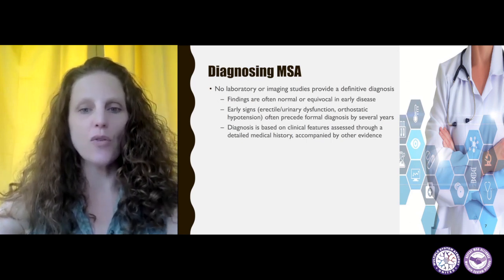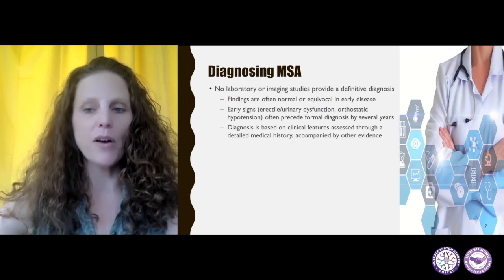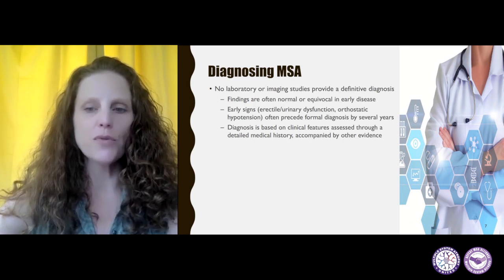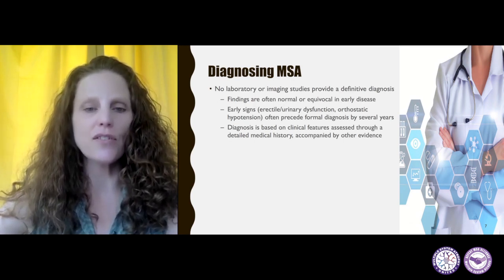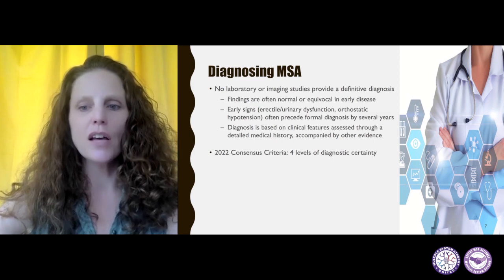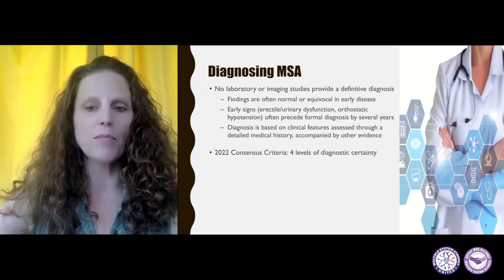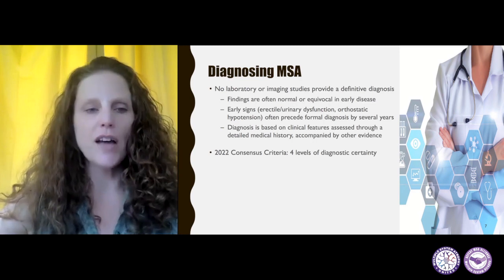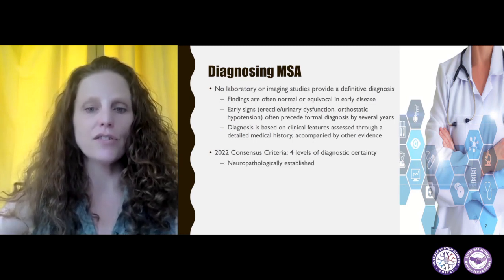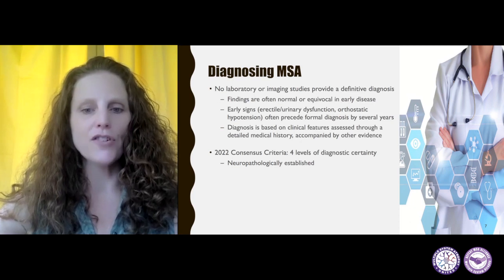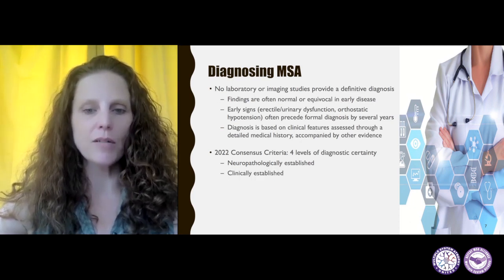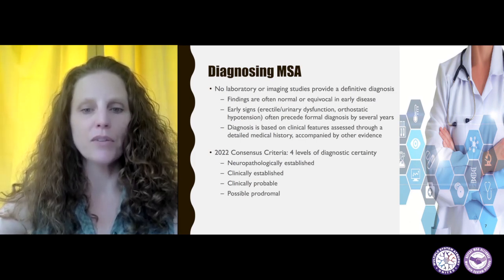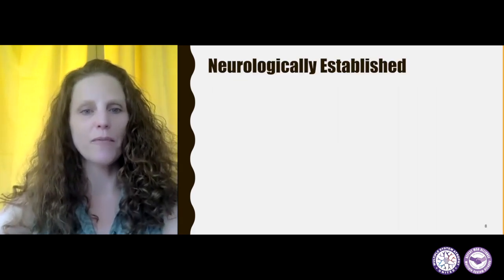Prior to 1989, the only diagnostic criteria were those established by the Mayo Clinic. There were two prior international efforts to establish diagnostic criteria. The first was published in 1999 and the second in 2007. Earlier this year, the MSA Criteria Revision Task Force, convened by the Movement Disorders Society, published the third consensus criteria, which established the following 4 levels of diagnostic certainty: neuropathologically established, clinically established, clinically probable, and possible prodromal. We'll discuss each of these categories in the slides to follow.